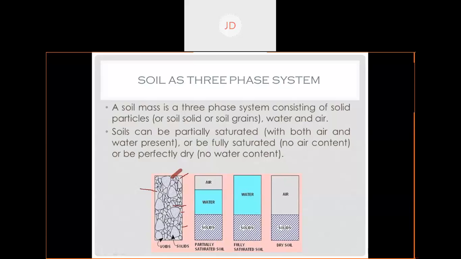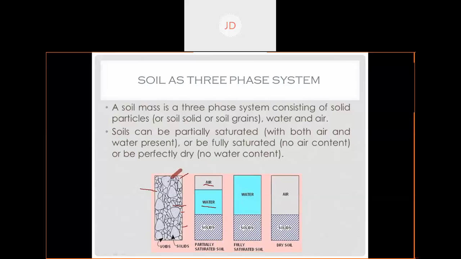Right? Okay. So these gaps are known as what? What is the engineering name of these gaps? Voids. V-O-I-D-S. Okay. This void represents the vacant place between the soil particles. And this vacant space may be filled by water or air, or both, depending on the situation, depending on the field condition.